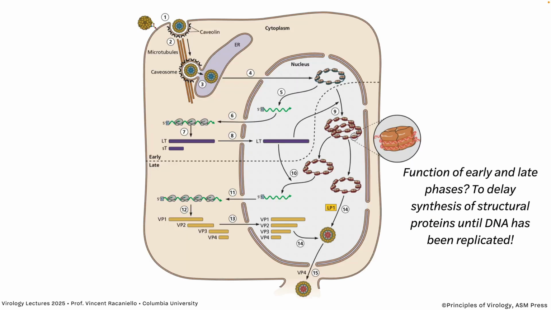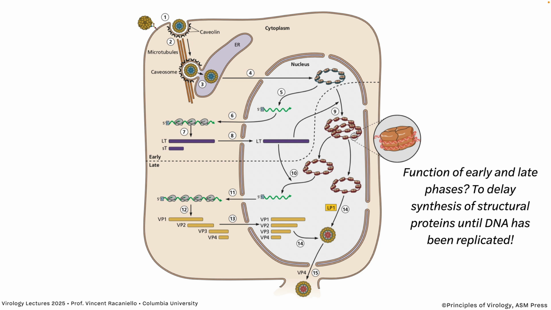So as I said, and this emphasizes it, the function of early and late phases is to delay synthesis of structural proteins until DNA has been replicated. This is, in my view, a human view of it. It's justifying it in a human-centered fashion. Why make structural proteins if there's no DNA to go in them? It makes sense to us, but I'm not sure if that's really the reason, or maybe there's something else we don't know about. But that's the way we think it's happening.